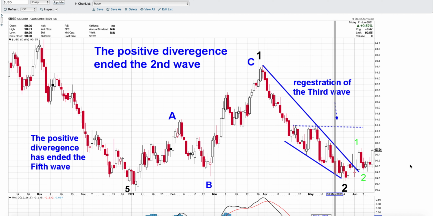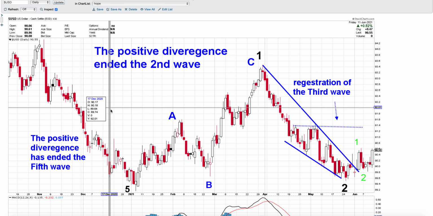This is a brief for the DXY USD. I'm going to be discussing the daily time frame and the weekly time frame. I'm going to be discussing the Elliott wave and the conventional technical analysis. Let's start with what I see here.